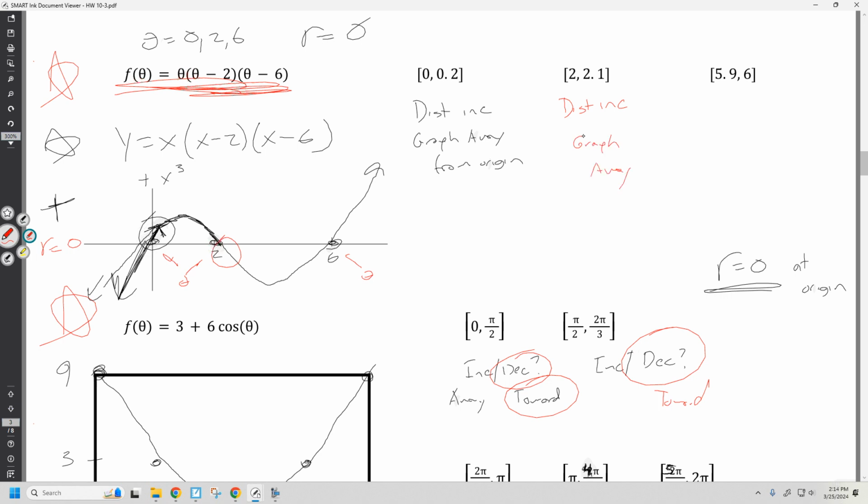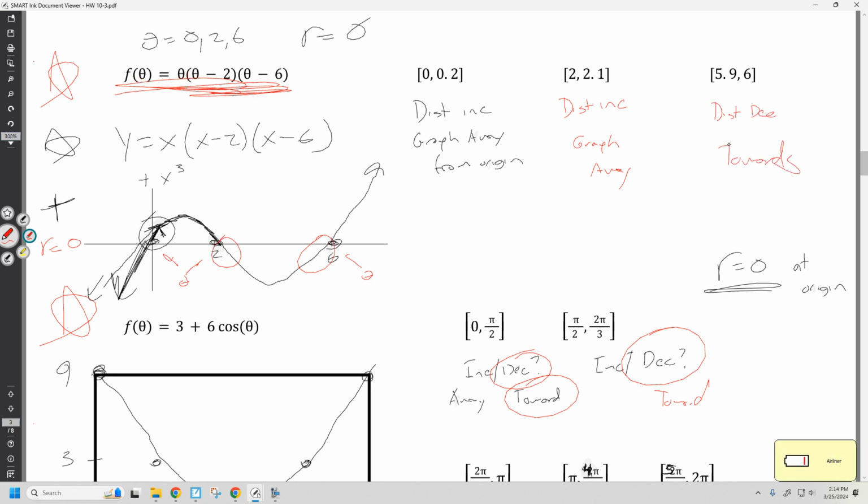What about 5.9 to 6? This is not 5 to 9.6. This is 5.9 to 6. Answer the question. Don't think this is going to come magically. Tell your neighbors, what's the answer? Yes, my radiuses are getting closer to 0, so my distance is decreasing. I'm going towards the origin. Got it?